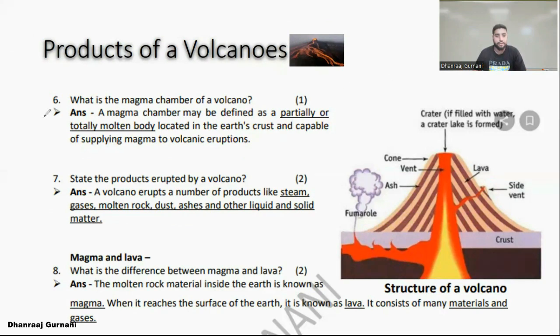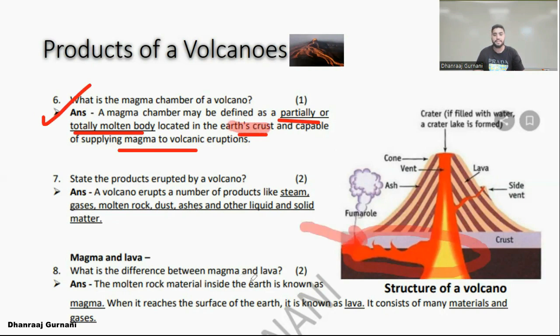Question number 6. What is the magma chamber of a volcano? A magma chamber may be defined as a partially or totally molten body located in the Earth's crust, which is capable of supplying magma to volcanic eruptions. Here is the image. Here you can see the magma chamber. What are the keywords? It is a partially or totally molten body. It is located in the Earth's crust. And it is capable of supplying magma to volcanic eruptions.